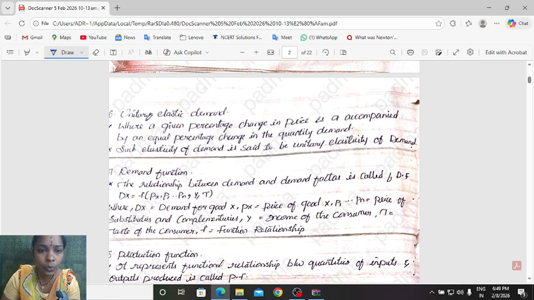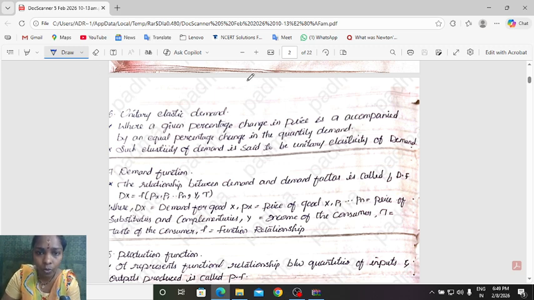This is unitary elastic demand. Here, a given percentage change in the price is accompanied by an equal percentage change in the quantity demanded. Such an elasticity of demand is said to be unitary elastic demand. You can write the formula: unitary elastic demand equals percentage change in the quantity demanded divided by percentage change in the price. If you write the formula also, you will get 2 marks.